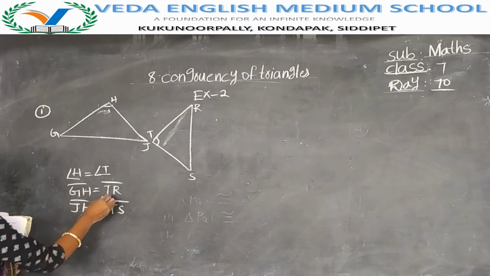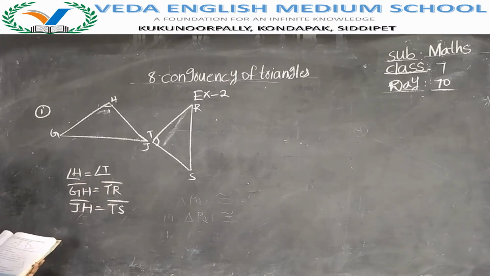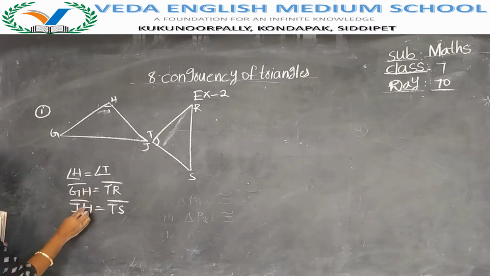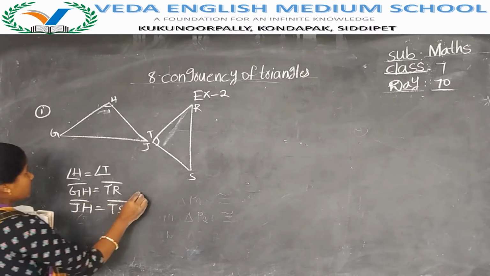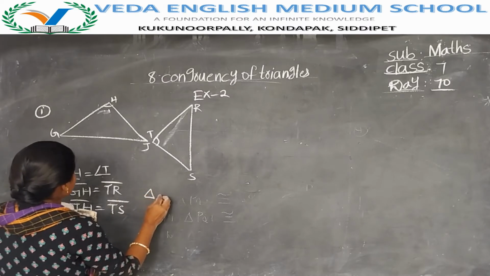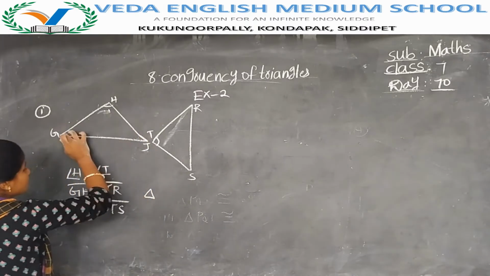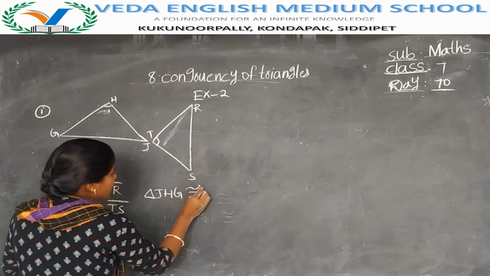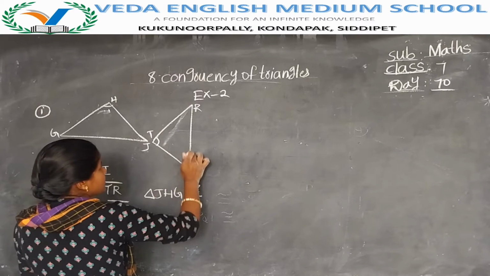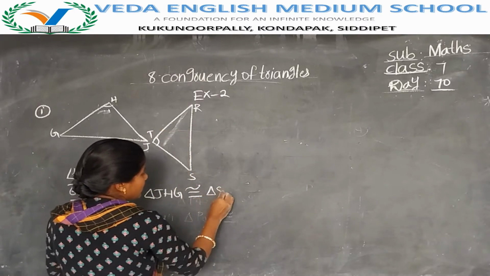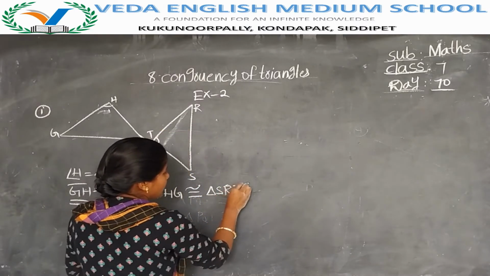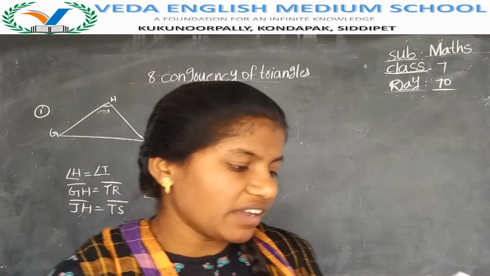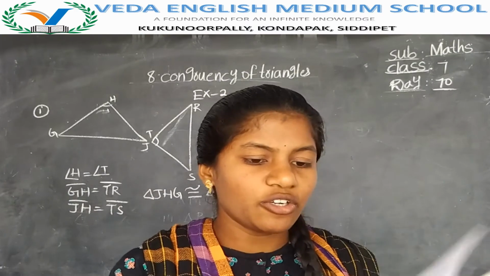So this is the additional information. No need to write like that. Simply say that triangle JHG is congruent to triangle SRT. The first one has been completed. In the exercise we have 4 problems. I will explain the second one. The remaining 2 you have to complete.